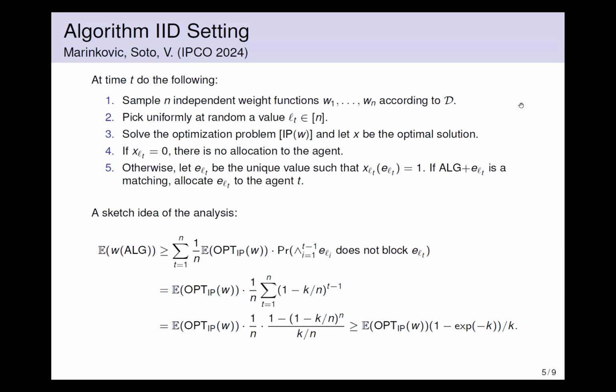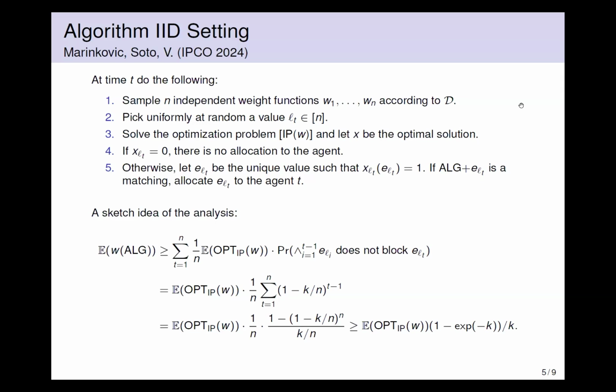All right. So I will show it very sketchily, so I'm not putting all the details here, but just to give you some idea. With this algorithm in the IID setting, you can get a (1 minus e to the minus k) over k approximation, which is slightly better than 1 over k. Slightly better than 1 over k.